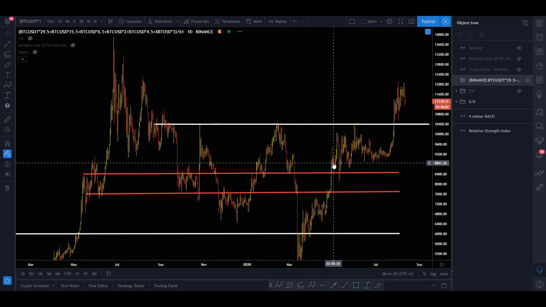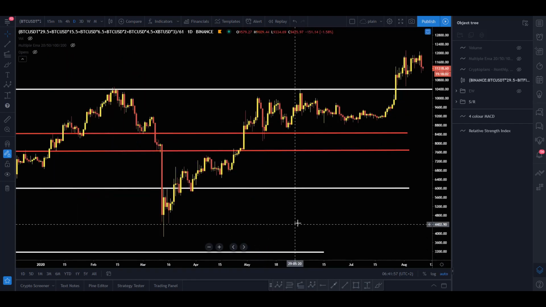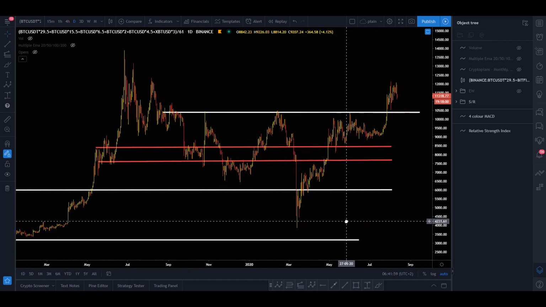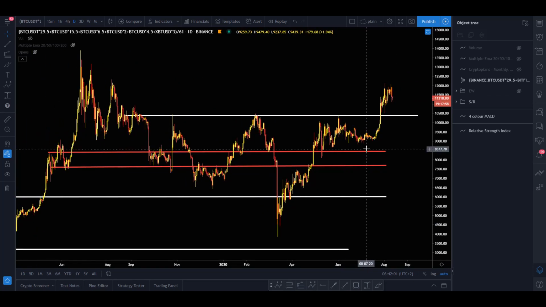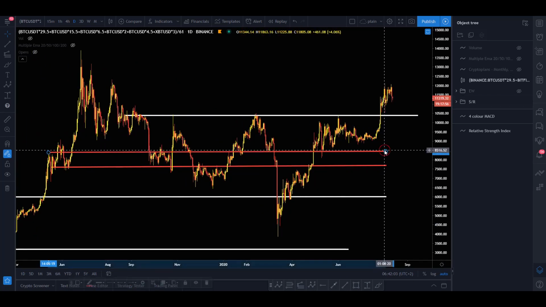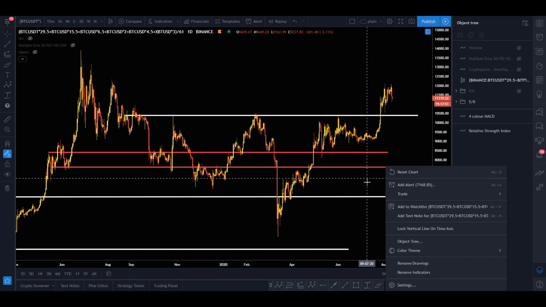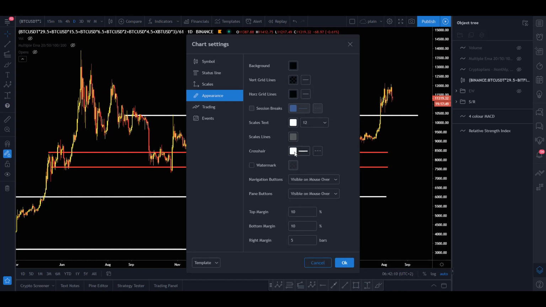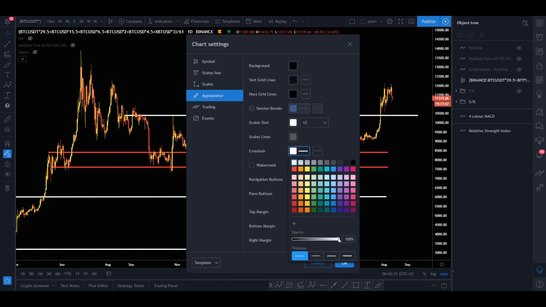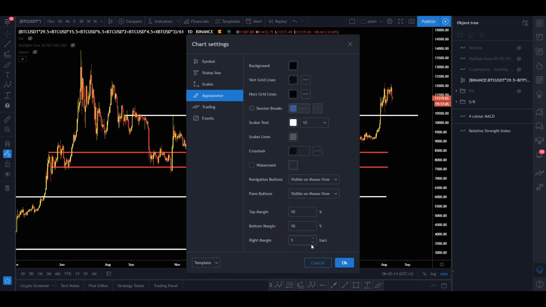So when I look at the bigger picture here, I see my lines are not, now it's synced. It's not. That's annoying. I'm also gonna remove my crosshair. It's a bit less messy.